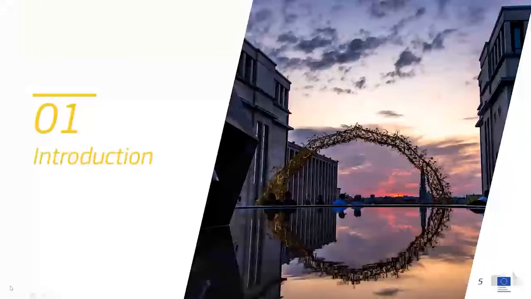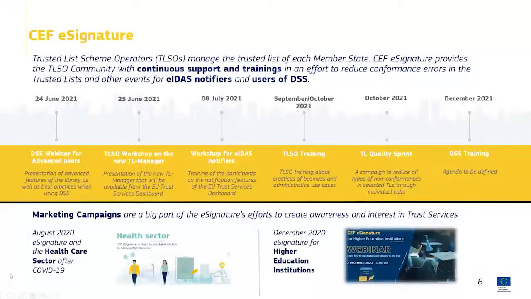So let's start with the events that have been provided by CEF eSignature. You are in a better position to know that, but the trusted list scheme operators, the target of today's meeting, the TLSOs, are managing the trusted list of each member state, so in fact the trusted list framework of each member state. And so the CEF eSignature building block provides to this community, the TLSO community, a continuous effort and training in an effort to reduce conformance errors in the trusted list.